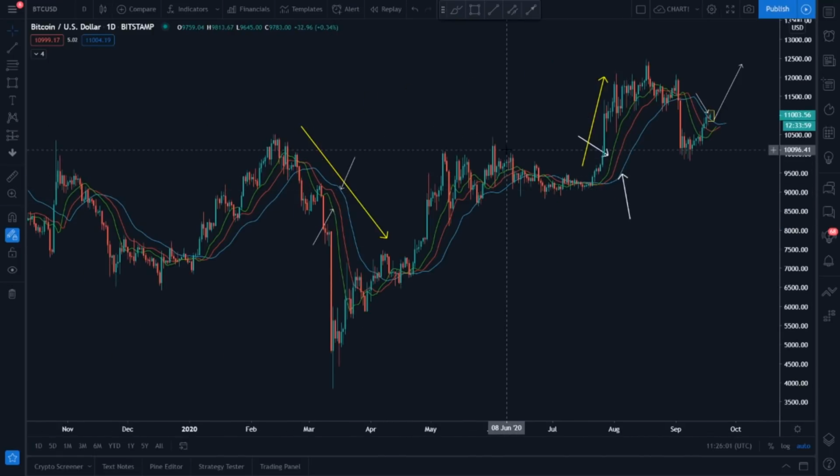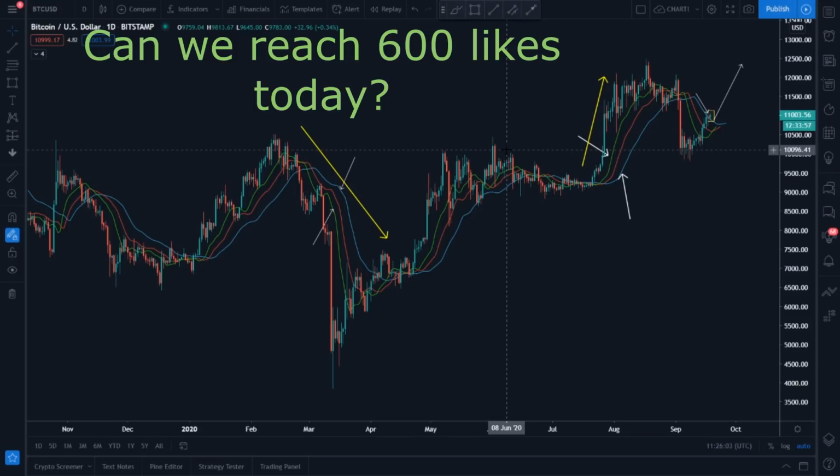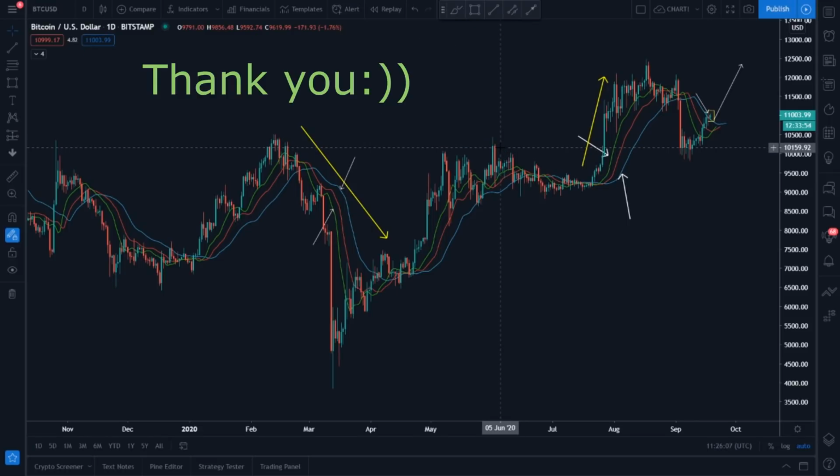And also, if you want to look into the Ethereum chart, no problem, we can also include Ethereum in this analysis.